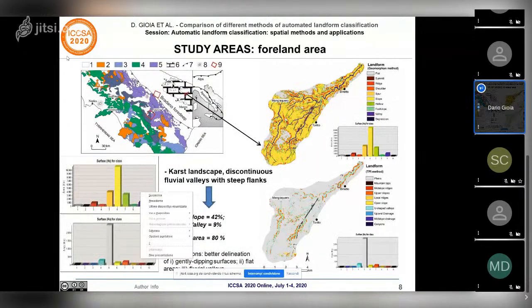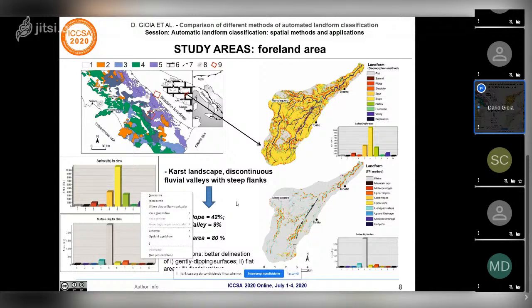The other study area is a small catchment of the central sector of the Apulia foreland and corresponds to a low relief karstic landscape carved in Cretaceous shallow water limestones. The TPI-based map is dominated by flat areas, which represent about 80% of the total area. Karst valleys, with a flat bottom and their steep flanks, are not well delineated.